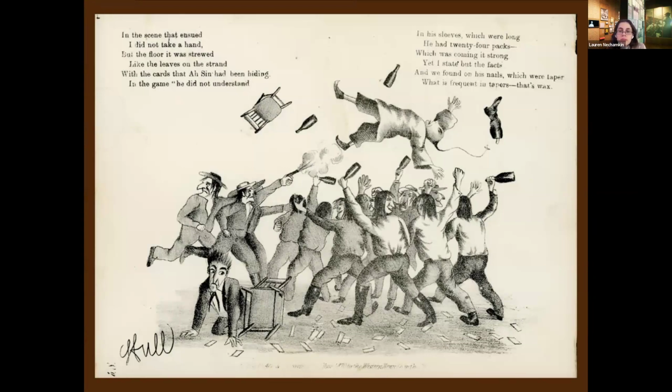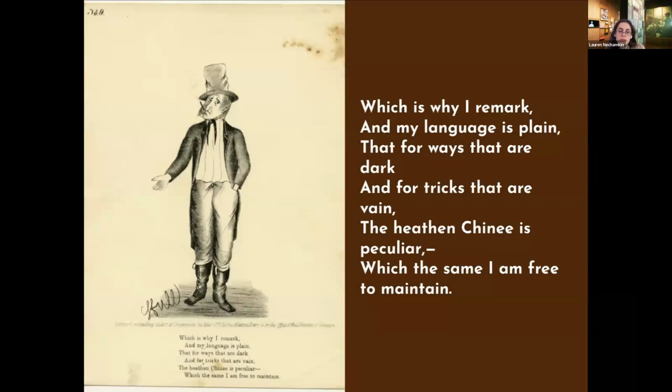In his sleeves, which were long, we found 24 jacks, which is going it strong, yet I state but the facts. And we found on his nails, which were tapered, what is common to tapers, that's wax. Which is why I remark in my language that's plain, that for ways that are dark and for tricks that are vain, the heathen Chinese is peculiar, which the same I am free to maintain.